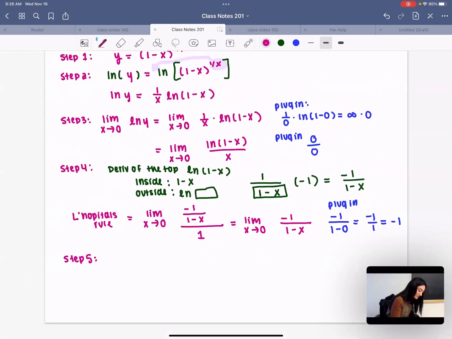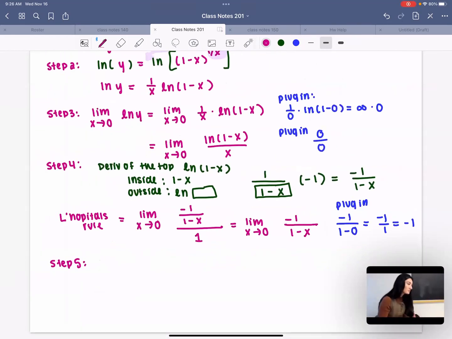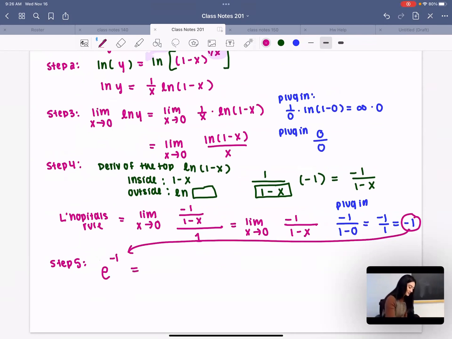Okay, step 5 says the limit as x goes to a of y is the same thing as e to the natural log of y. So you can rewrite this as the limit. It's probably good practice to do that. But really all you have to do is take e and take it to the power that you just found, right? So since we found -1, just stick that there, okay? And that's the same thing as 1 over e. That's my final answer. All right.